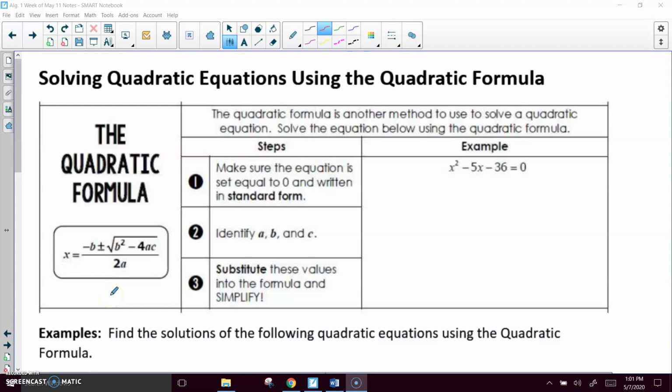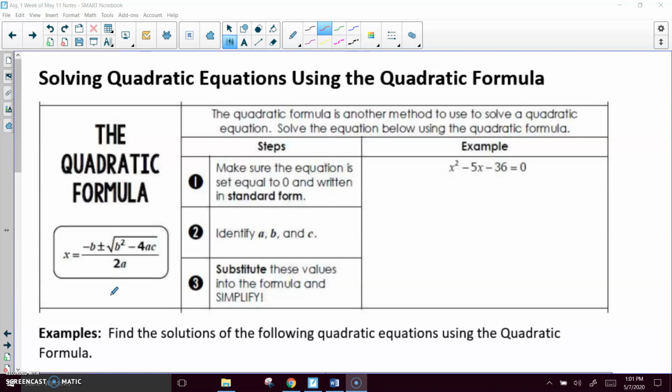Solving quadratic equations using the quadratic formula. This is our fifth and final method used to solve quadratic equations. There are certain situations we use certain methods for. We would use the factoring method if the quadratic is factorable. We would use the square root method if you had no b term.